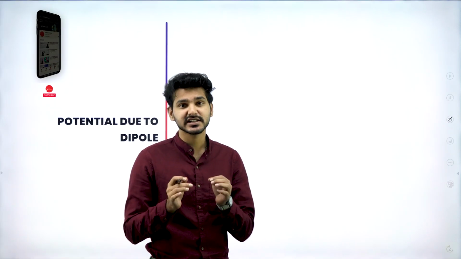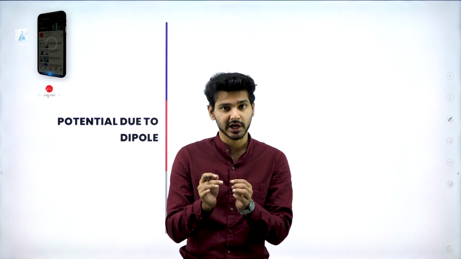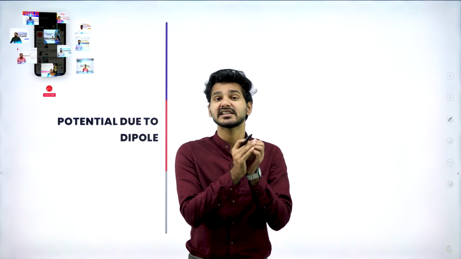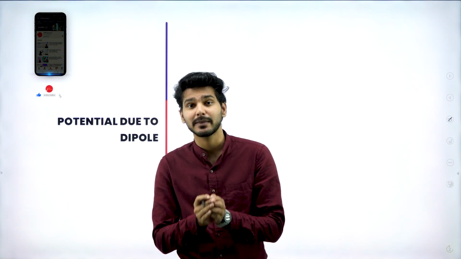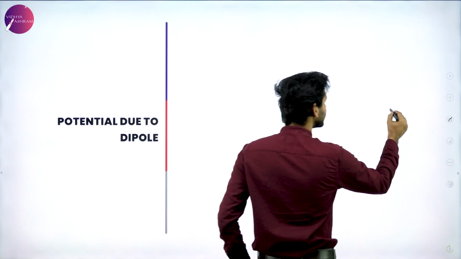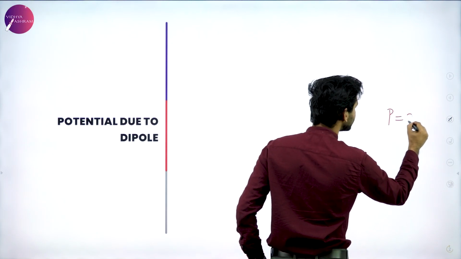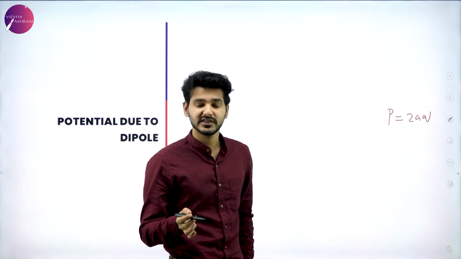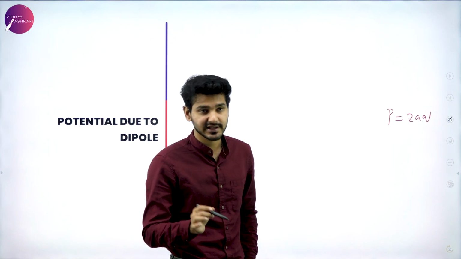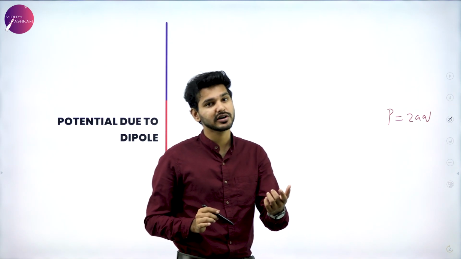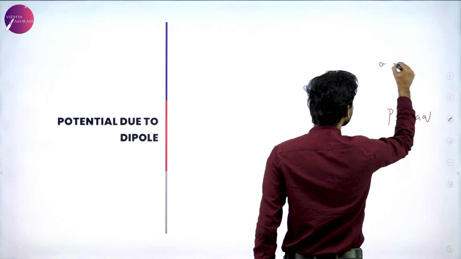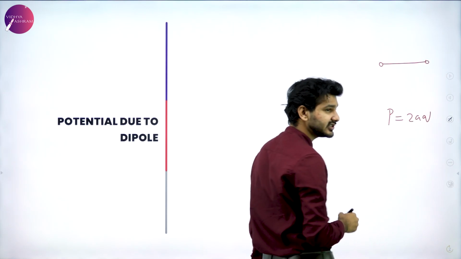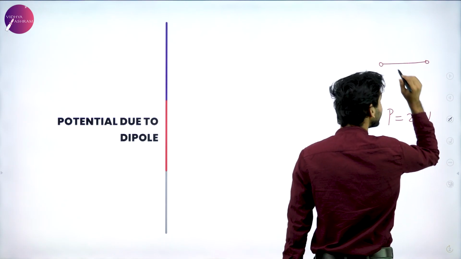Before anything, let us consider what we actually know about the dipole. We know that there are equal and opposite pairs of charges separated by a distance of 2a, and the dipole moment is given by P, which is equal to 2aq. So these are our initial considerations which we know about the particular dipole. And we know that it is a pair of equal and opposite charges separated by a distance of 2a.